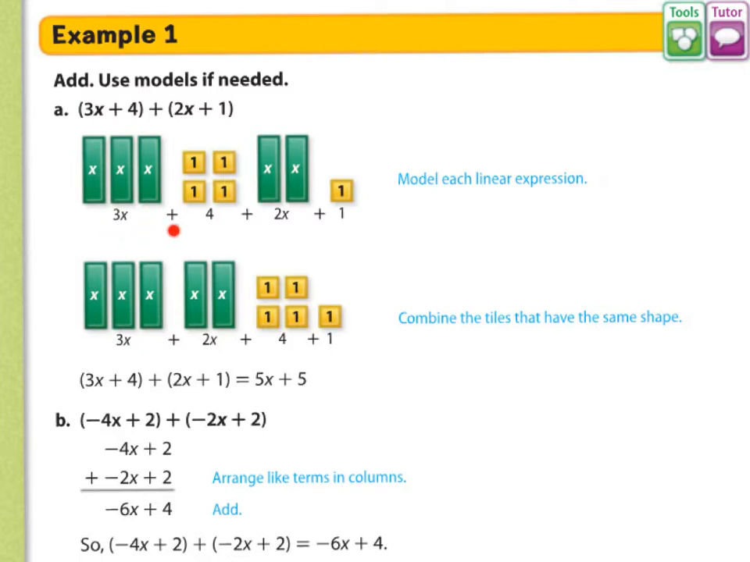So 3x's plus 4 singles plus 2x's plus 1 single. When we put all the singles together, we have 5 of them. When we put all our x's together, we also have 5 of them. So we get 5x plus 5.